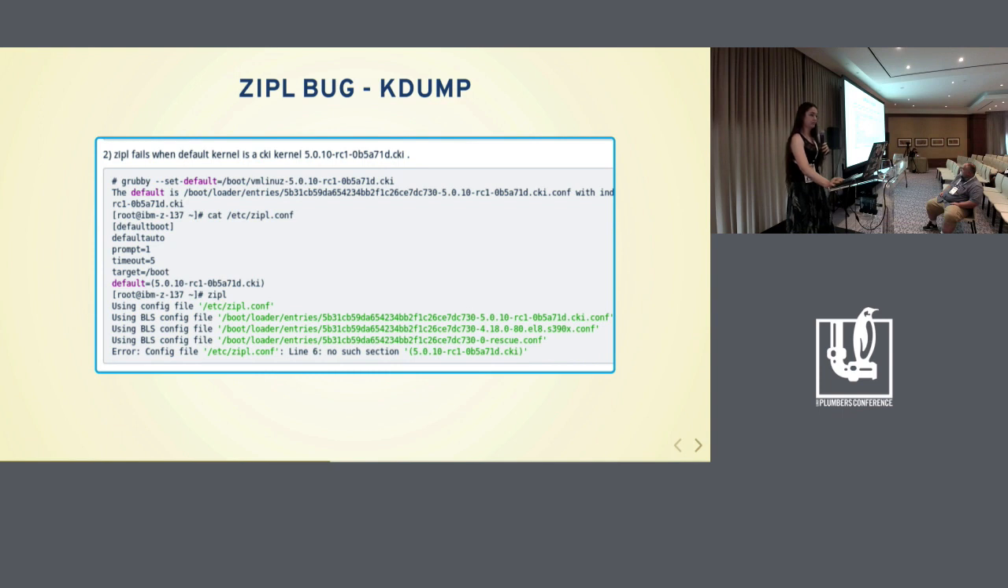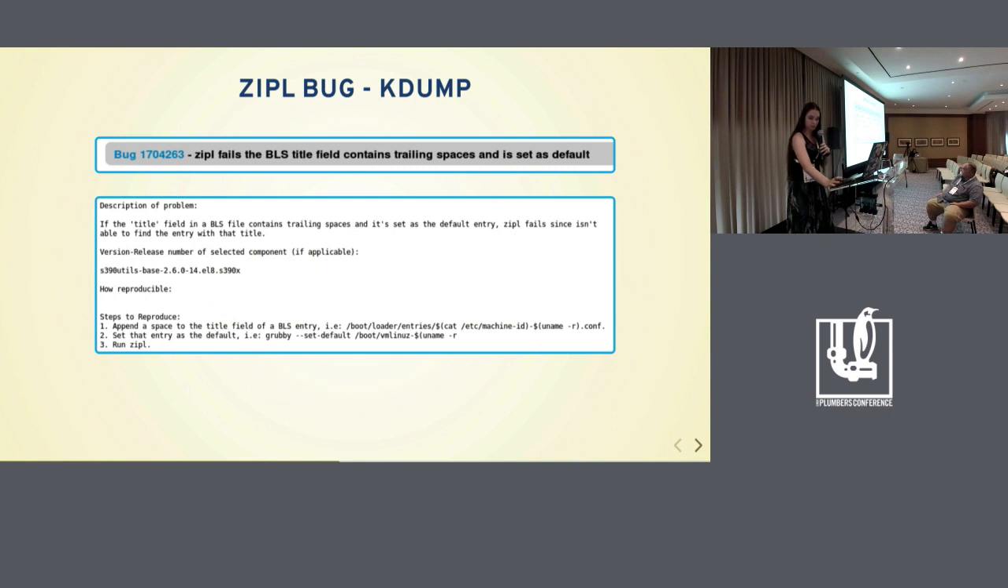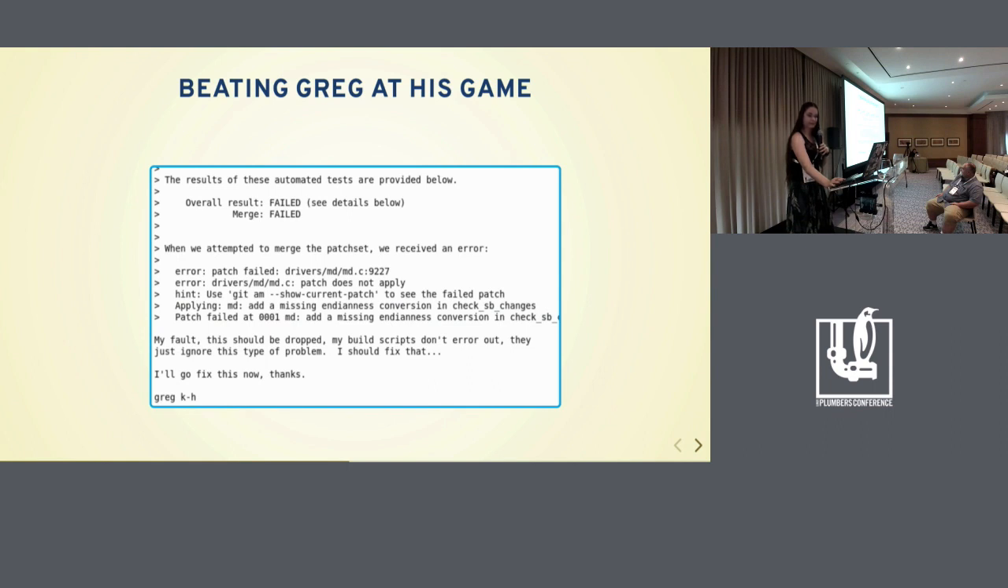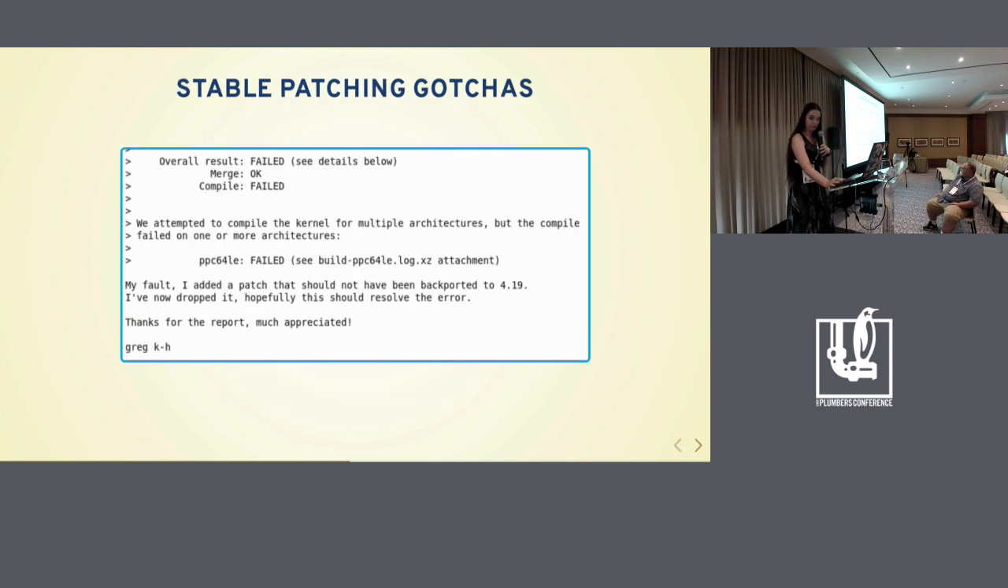And by testing the kernel, we actually don't only find bugs in the kernel itself, but also in packages that depend on the kernel. In this case, there was a bug in zipl, which is the S390 bootloader. We worked with the bootloader team to resolve the problem. Since we started talking about the stable reports, we are actually faster than the stable build systems and find not only bugs in the kernel, but bugs in the patches, how the patches are posted.